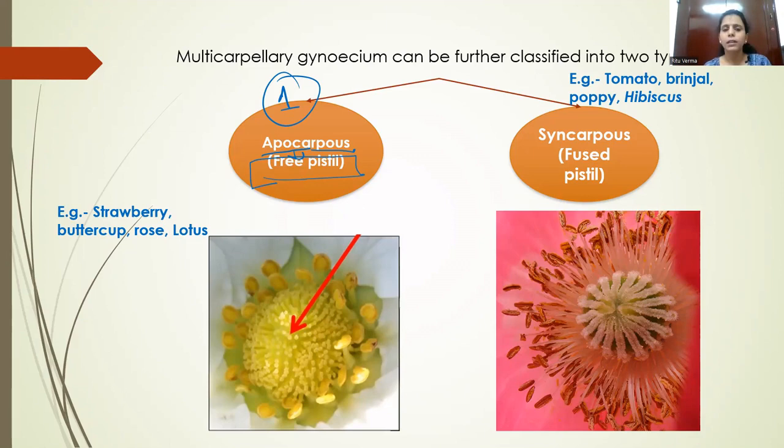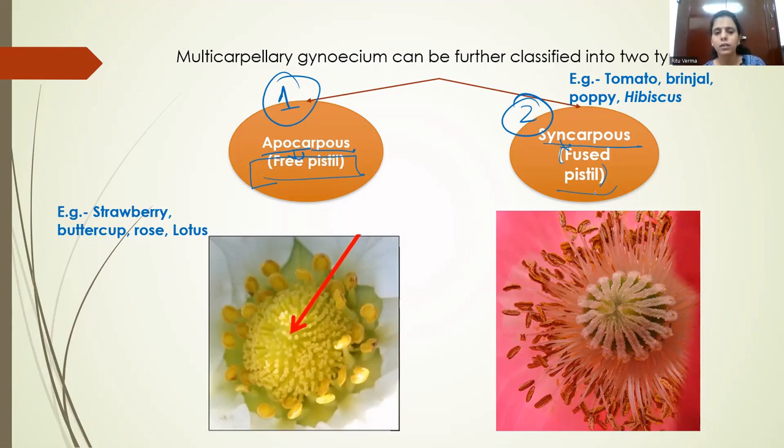So multicarpellary gynoecium is of two types. The first one is Apocarpous gynoecium, which means the gynoecium in which many pistils are present, but all these pistils are free from each other. And the second type of gynoecium is syncarpous gynoecium. Here, syn means fused. So syncarpous gynoecium means the gynoecium, which we know has many pistils, in which all these pistils are fused together. They are present in the flower all together.